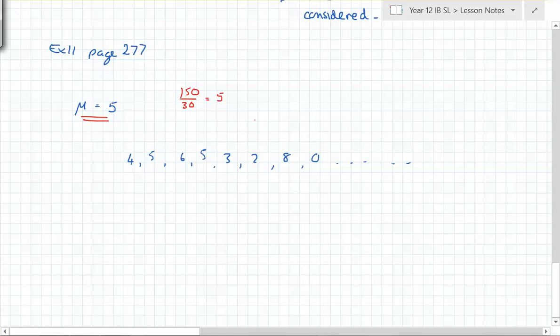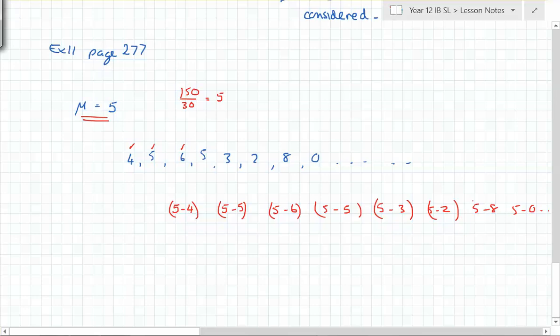Now what we do is this. We have to work out the distance from the mean. Right? So how would we do that? It's each point. So we would do 5 take away 4 for that one, 5 take away 5 for that one, 5 take away 6 for that one, 5 take away 5, 5 subtract 3, 5 subtract 2, 5 subtract 8, 5 subtract 0, and we would carry on.